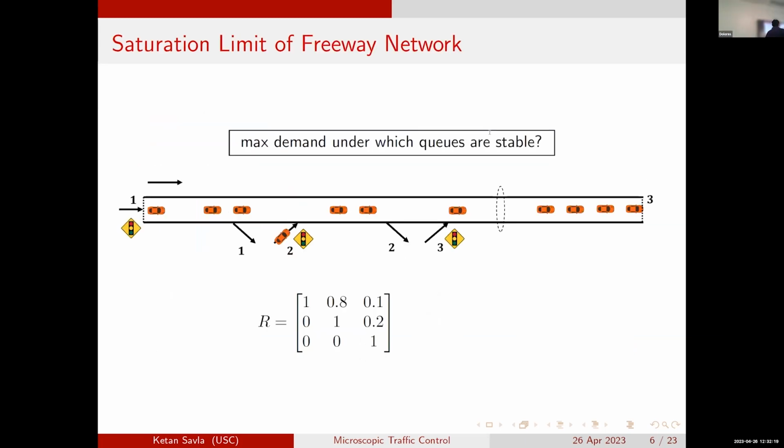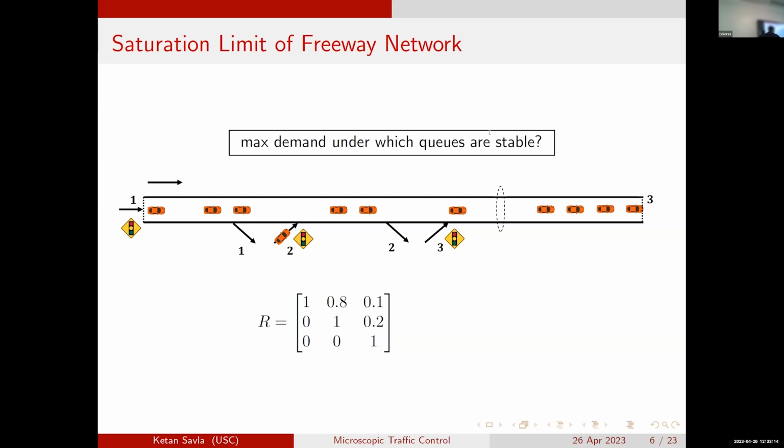Okay, so I'm going to go through a calculation now as an example to explain this notion of network capacity. Let's take the same network that I had before, and let's say I fix this matrix R. Let's look at the first row. The number 0.8 means what fraction of demand coming from ramp 1, because I'm talking about row 1, wants to use the segment downstream of ramp 2. So this is row 1, column 2. The remaining fraction, which is 0.2, will exit from ramp 1.